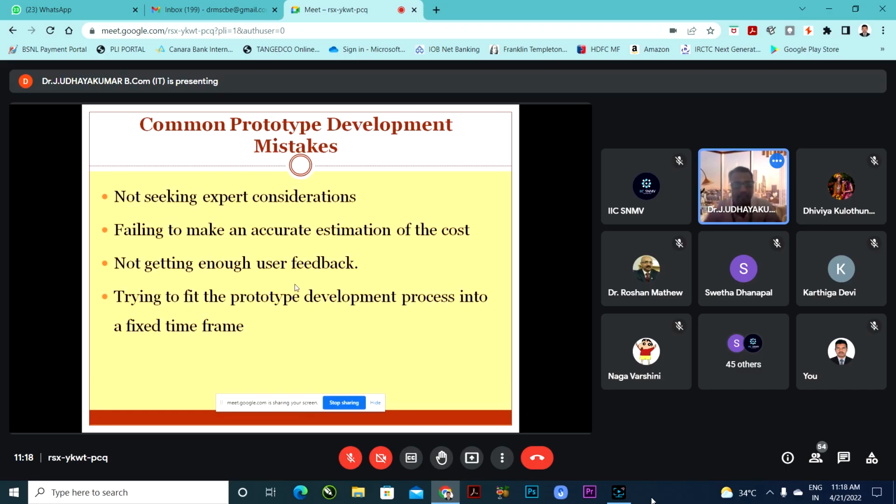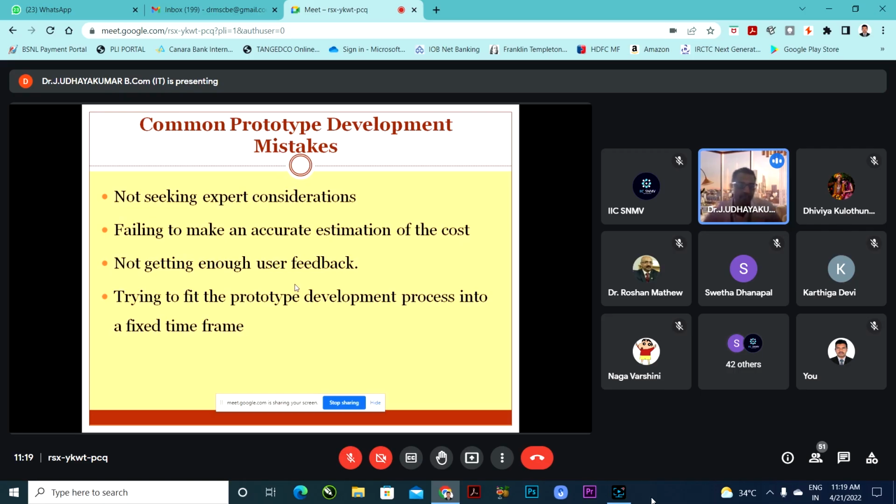The next one is the common prototype development mistakes. Many of the manufacturers or many of the producers are making common mistakes while developing a prototype. The main common mistake is not seeking expert consideration. That is, many newcomers, for example, many startups. There will be many startups coming.